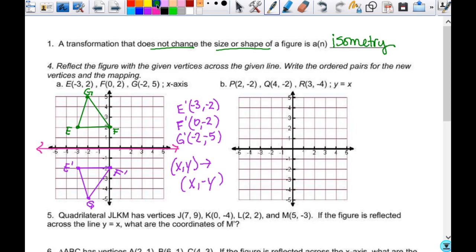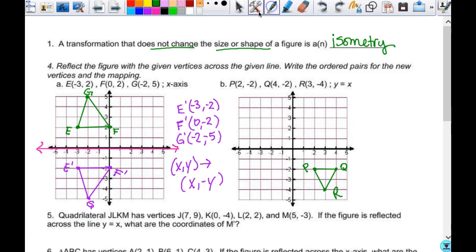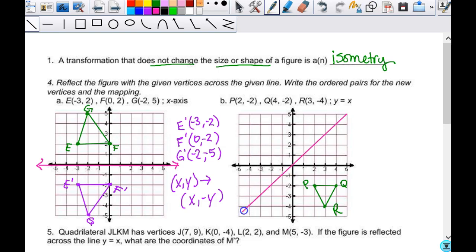So next one, we'll plot these points. 2, -2, 4, -2. That's P. That's Q. R is 3, -4. And we are reflecting in the line y equals x, which is easy to draw, not difficult, right? So we should not be messing that up for sure.